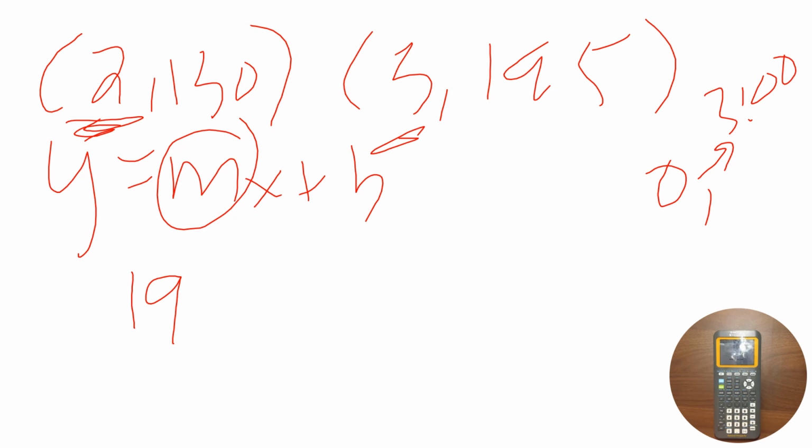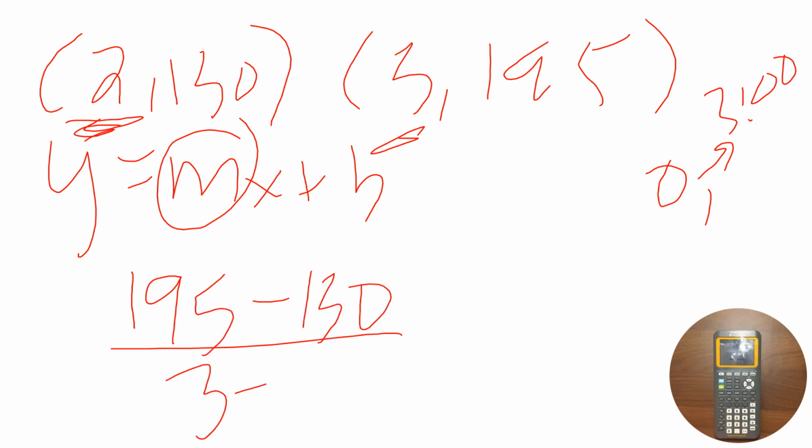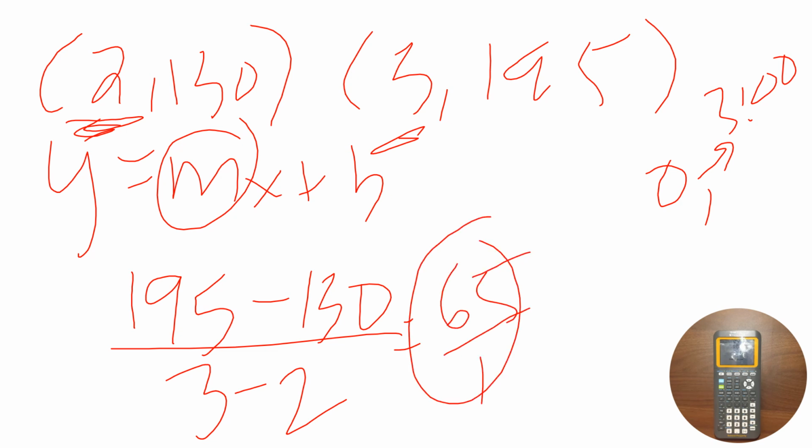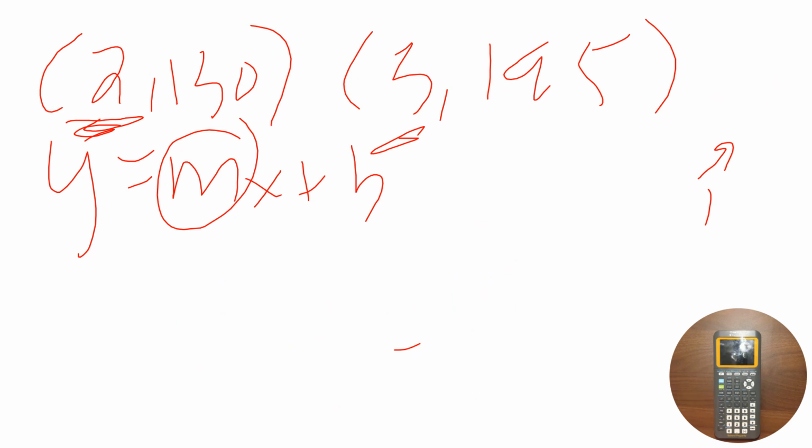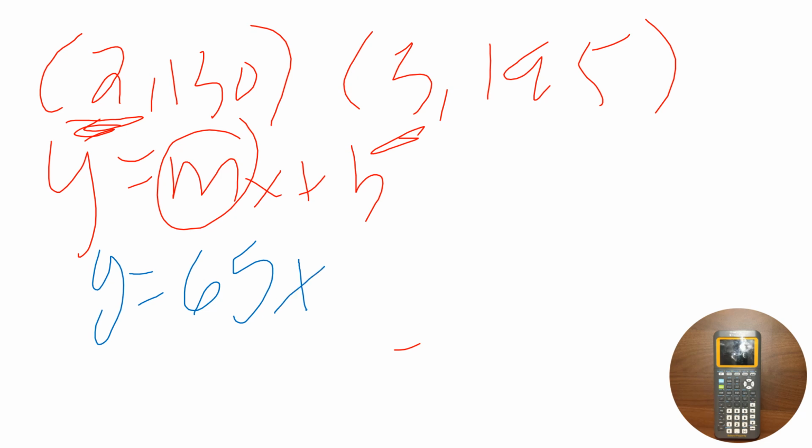So how do we find the rate of change? We're going to take y sub 2 minus y sub 1 over x sub 2 minus x sub 1. And I get 65 over 1. This is my rate of change between those 2 points. So 65 is my rate of change. And now we can use just some common sense here. So y equals 65x plus b.